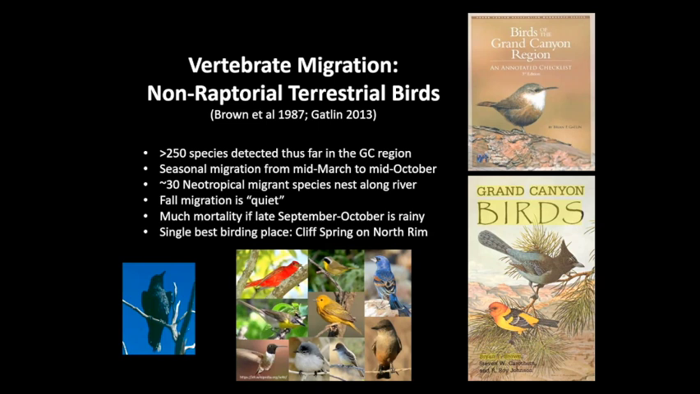There can be a lot of mortality in these migrations. Not unusual, particularly if October is rainy and cold, that the migrants can't find enough food in their stopover habitat and they starve to death. So it's quite common to see a lot of mortality this time of year. The single best birding place that I can think of, if you're a birder, is to go up to Cliff Spring on the North Rim. It's a very isolated spring, so all the birds in the landscape come into water there, and going in there in June is a pretty rich experience for birding.